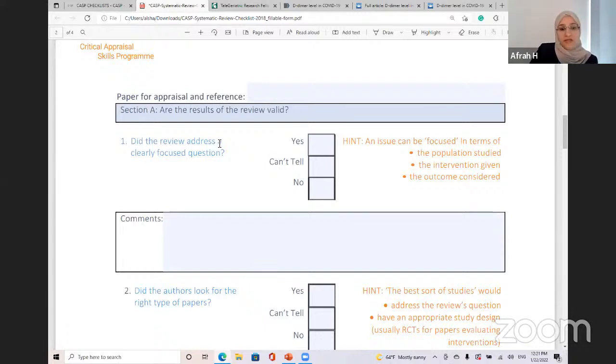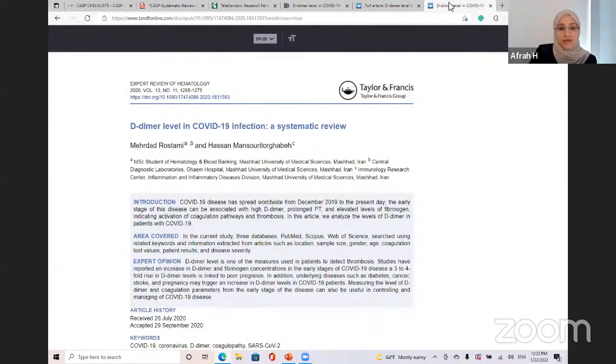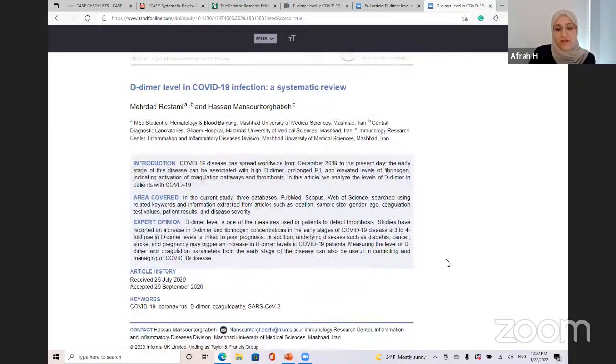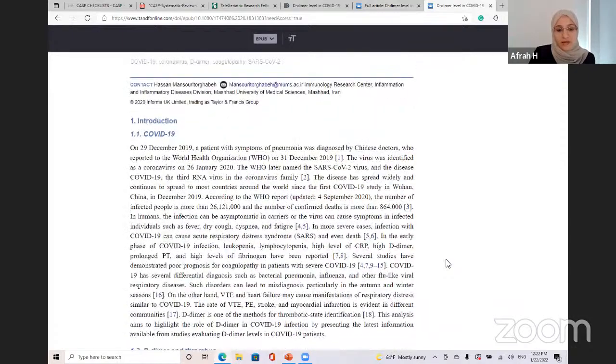The first question, did the review address a clearly focused question? So we look at 3 things: population, intervention, and outcome. If you look at the result of the study, D-dimer level in COVID-19 infection, we can consider COVID-19 infection as the population. And because we don't have intervention here, the outcome here is either survival or mortality, mild and severe disease. You can find the outcome here.